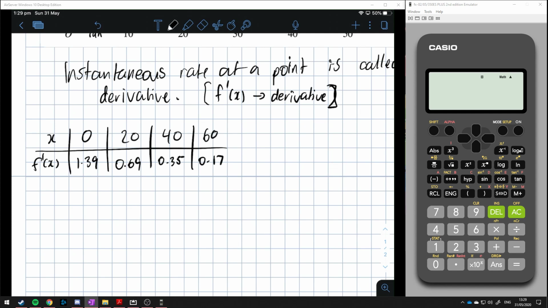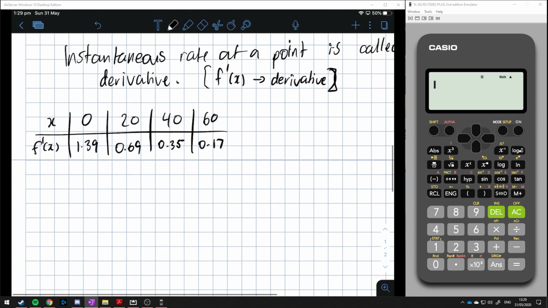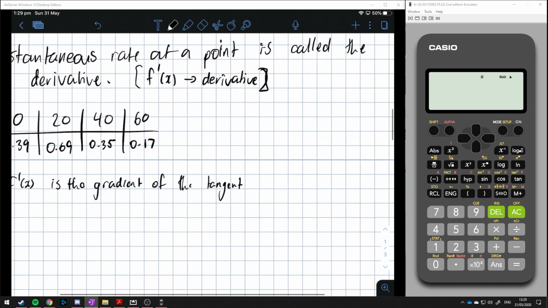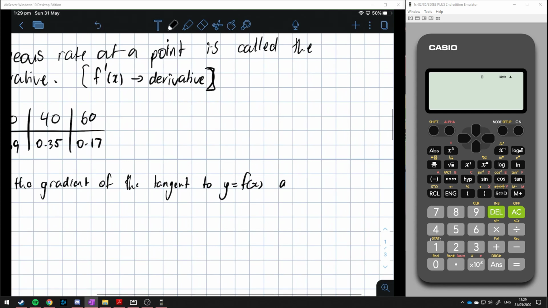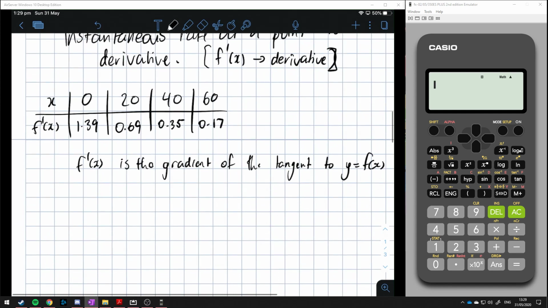Just to summarize, the f dash of x that we had before is the gradient of the tangent. If I was to make really straight lines that only touched one point on the graph, that is the gradient of the tangent to y equals f of x. So if I was to graph the actual function at each point of the curve.